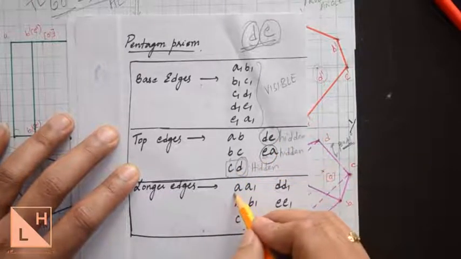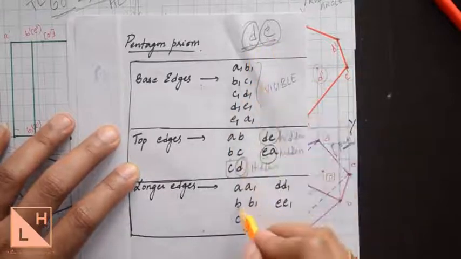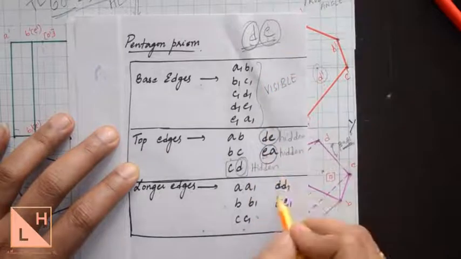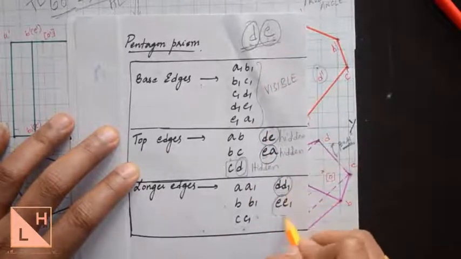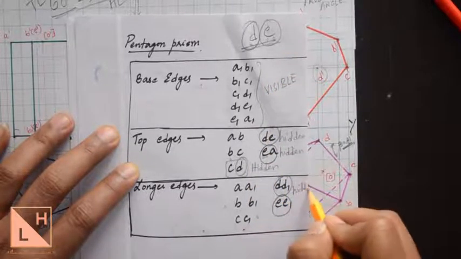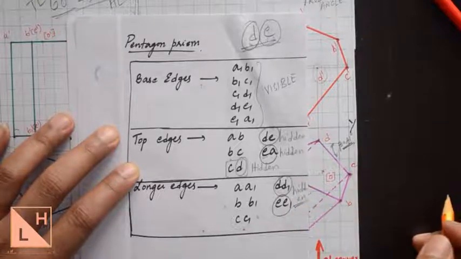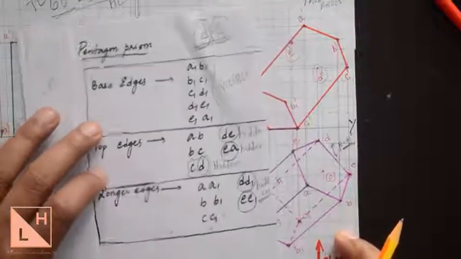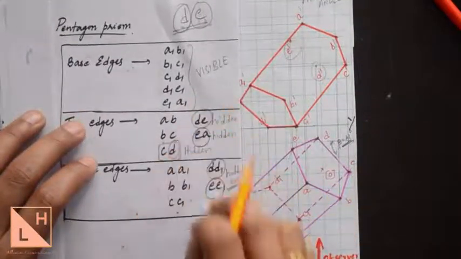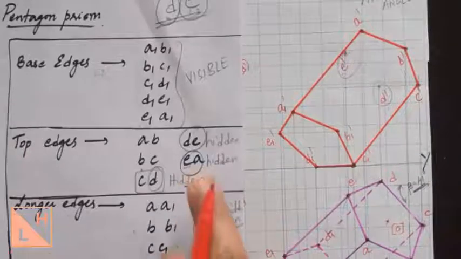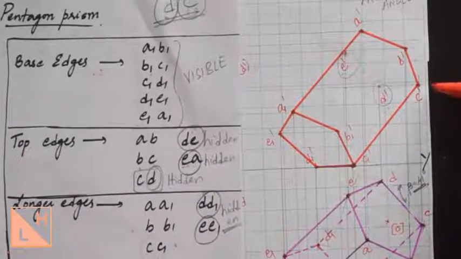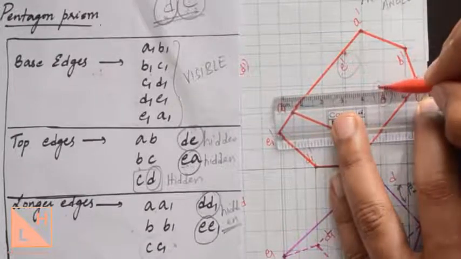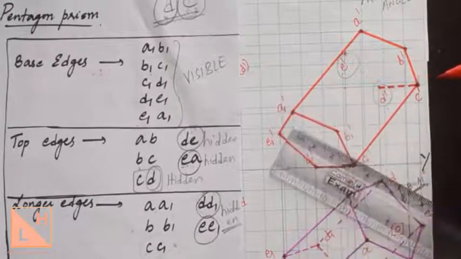Go to the longer edges. AA1 does not have D or E, BB1 does not have D or E, CC1 no, D and E are present here, DD1 and EE1. These two are also going to be hidden edges. Let us draw the hidden edges with the help of dark dashed lines. So we'll have these edges and connect only these points with the hidden edge. From C to D, point C is here and D is over here. You can connect it with a dotted line or dashed line.